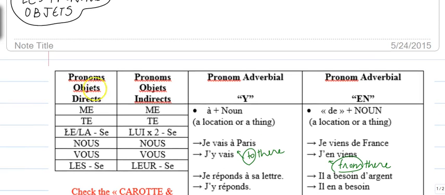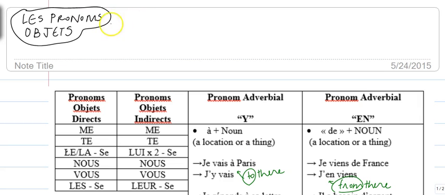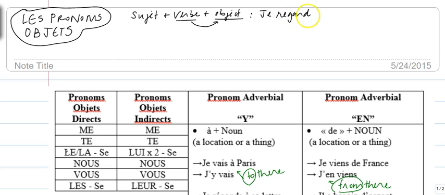So, pronom objet direct. Let's go with the basics for French 2 students. French for honors, maybe it's a good refresher, or just bear with me. Les pronoms objet direct. What makes an object direct? Well, you're going to have a subject, le sujet, you will have a verb, le verbe, and then you'll have an object, right? It's going to be a direct object if it's directly placed after the verb with no preposition, nothing in between. So let's say, for example, je regarde la télé.